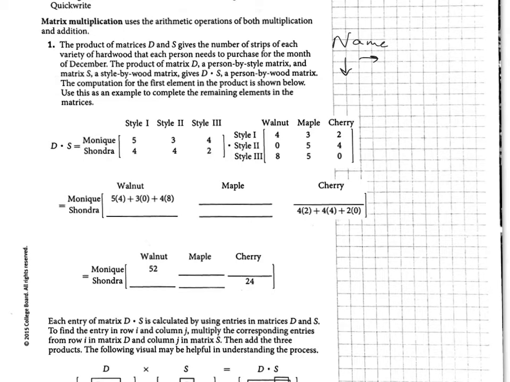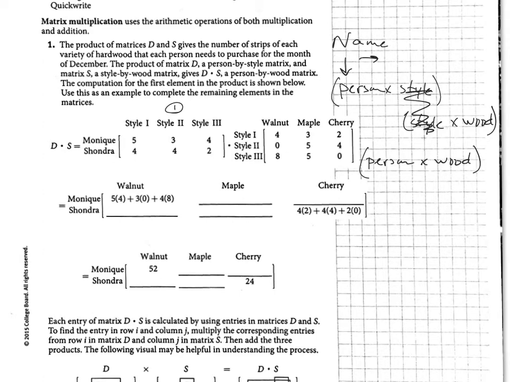So this first matrix, we'll call this one the first matrix. This is a person by style matrix. We're going to multiply that by, if we go down, a style by wood. And what happens is the styles overlap. So the output of one and the input of the other are the same. So they basically are gone. And we end up with a person by wood matrix. So we're going to have the type of wood that each person needs. So that's what happens when we multiply.